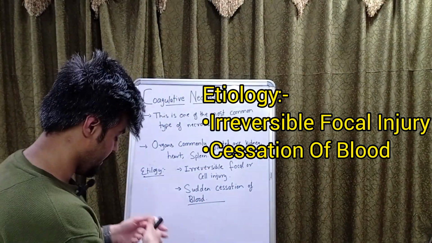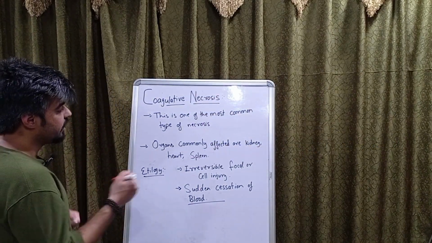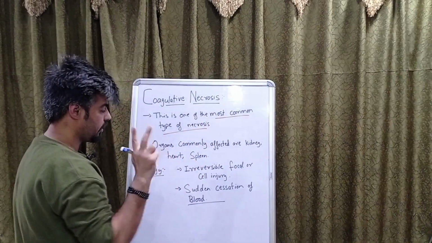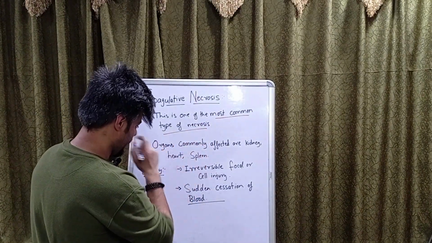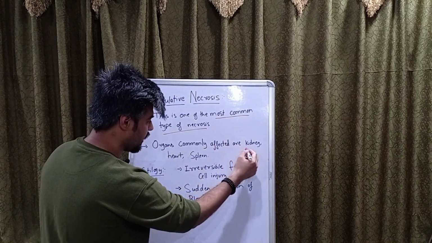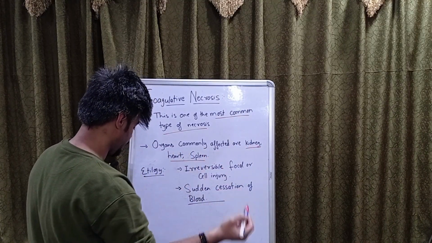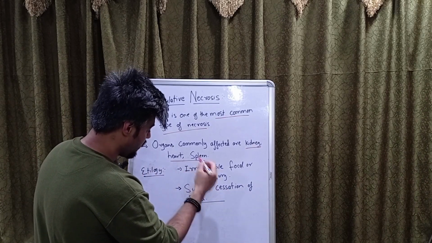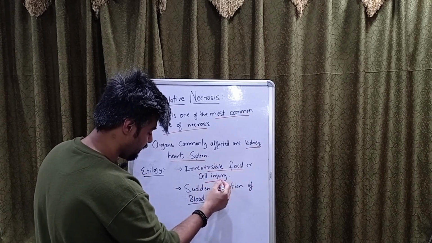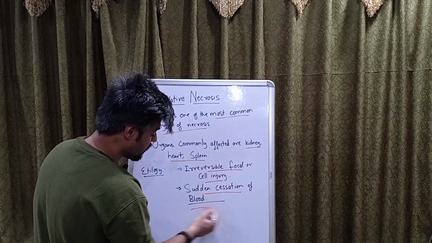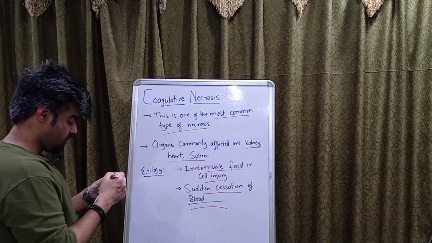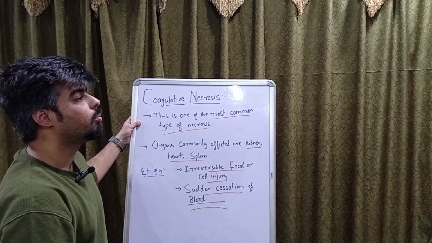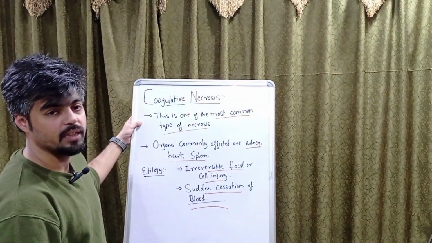Let's see it here. What is coagulative necrosis? It is one of the most common types of necrosis. Point number two, the organs commonly affected are the kidney, heart, and spleen. Next, the etiology is irreversible focal or cell injury. Next is sudden cessation of the blood supply. This is coagulative necrosis. Now let us see its morphological and microscopic features.